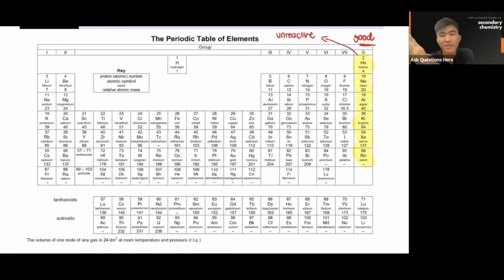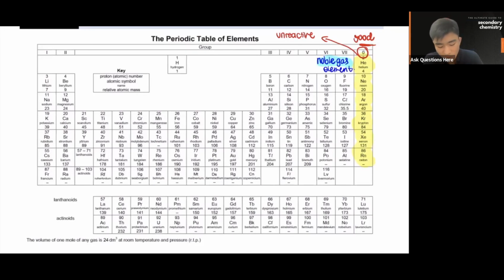That's why they all push it to the right of the periodic table. Unreactive. I don't want to deal with it. I put group 0. So everything inside here is also known as a noble gas element. This is a new term that you must learn. Noble gas element means it is in group 0.